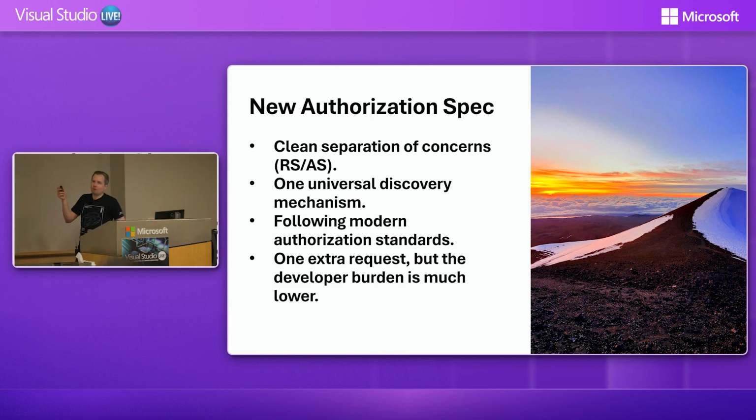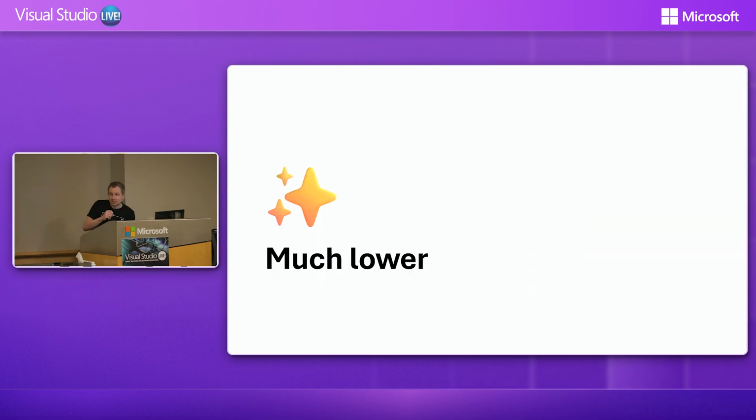The new spec for MCP, of course, follows the modern authorization standards. It's one extra request for you as a developer to care about. That's it. For you to build protected MCP servers, all you need to do is just bake in one extra request in your implementation. But we asked ourselves, can we lower the barrier? Can we make this easier and easier for developers to implement if you're building MCP servers for any scenario? Much lower in terms of barriers, like significantly lower.